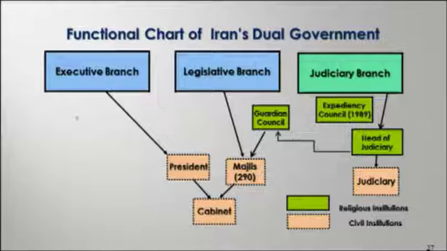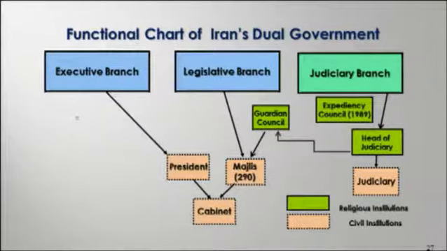The next organ is the Expediency Discernment Council. In Farsi, this is called Maslahat, which literally means public interest. The term expediency for an American audience sounds kind of crude and not very politically correct. But what it means here is what is in the best interest of the country. What type of policy best serves the interest of Islam and the interest of the country. The council was originally intended as an advisory body to the leader.